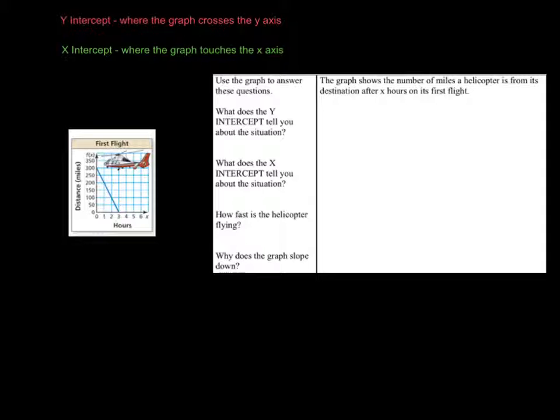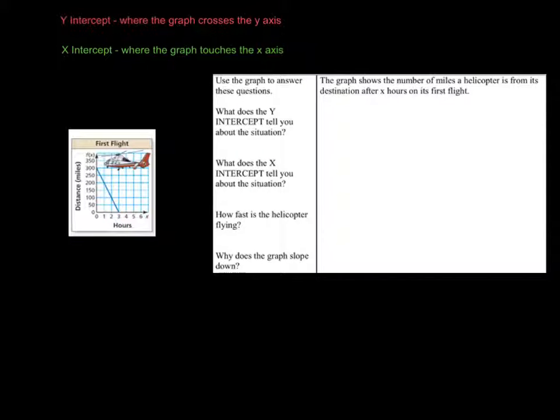So we already know that the graph is about this helicopter's first flight. Our independent variable, which is on our x-axis, is the number of hours that the flight has been going on. And then our dependent variable, which they've labeled as f of x, remember that's the same thing as y, is the number of miles that the helicopter is from its destination. Okay, so it's really important that you look at your x and your y-axis and you read those labels so that you can get an idea of what this line, what this data really means.